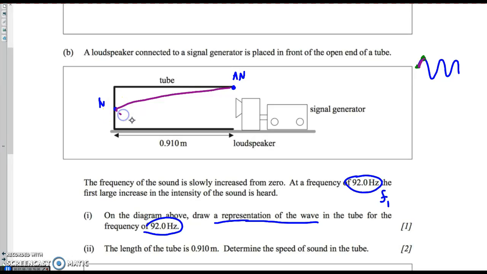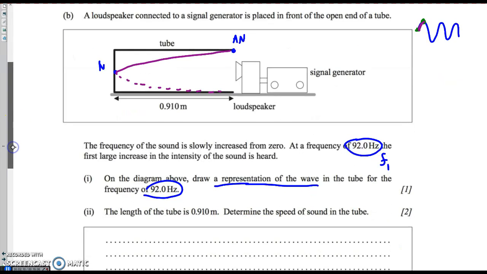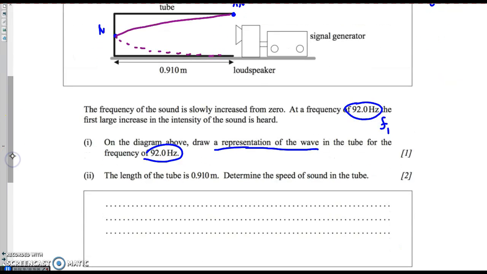And then we can draw a dotted line to show the other half of the oscillation. Not only do the particles reach positive displacement like this, they also reach negative displacement. They move to the right, positive, and they move to the left, negative. The length of the tube is 0.91. Determine the speed of sound.